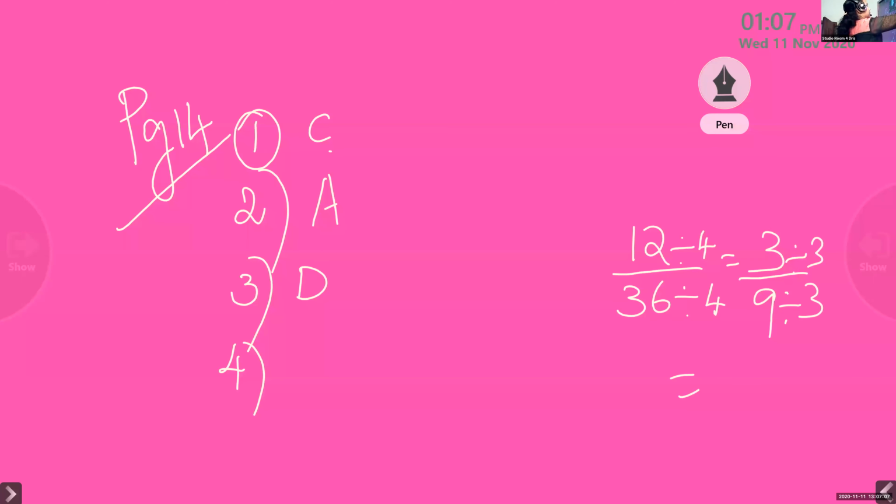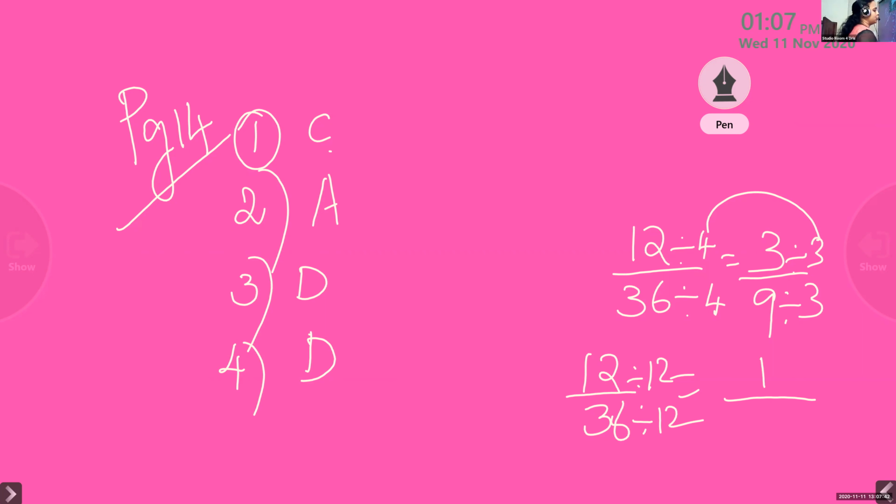Yes, which is the answer? Option D. 1 by 3. So, children, look at here. Option D. Here, 4 into 3 is 12. 12 is the HCF. So, when you divide directly by 12, 12 divided by 12 is 1. 36 divided by 12 is 3. Now 1 by 3. This is the lowest form.